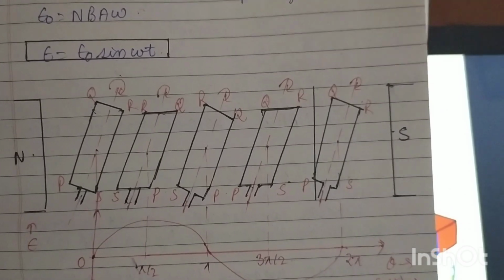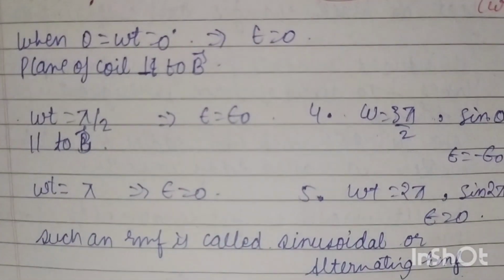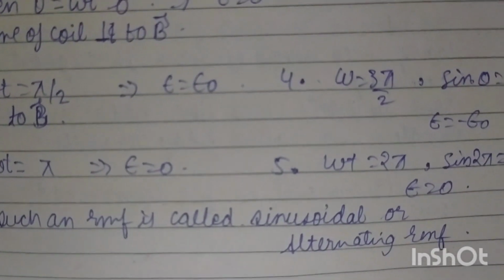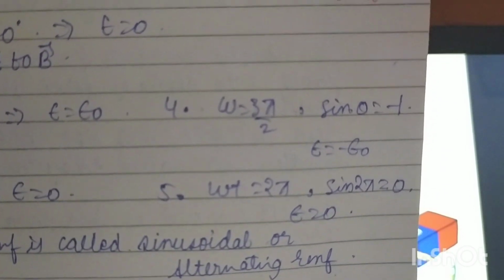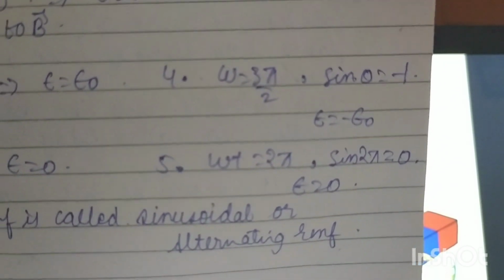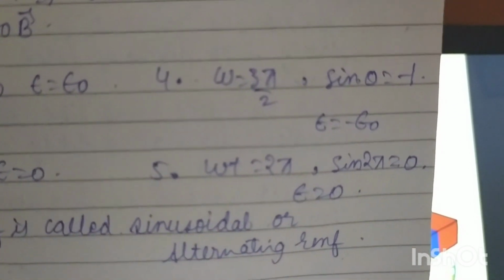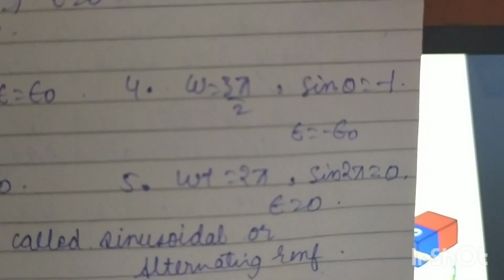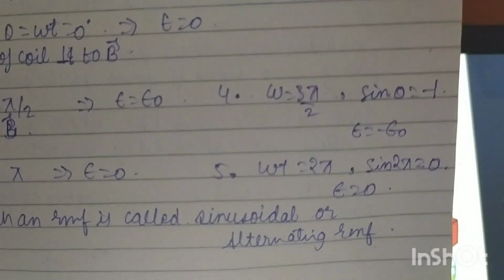As you can see from these calculations, when the angle is 0 degree, EMF is 0, when the angle is pi by 2, we get maximum EMF, and when the angle is pi, EMF is 0. Now when the angle is 3 pi by 2, we get the maximum value but in the opposite direction, so E equals minus E naught. Similarly, when theta or omega t is 2 pi, again EMF is 0. Why? Sine of every multiple of pi is 0. So such an EMF is also called sinusoidal, or alternating EMF.